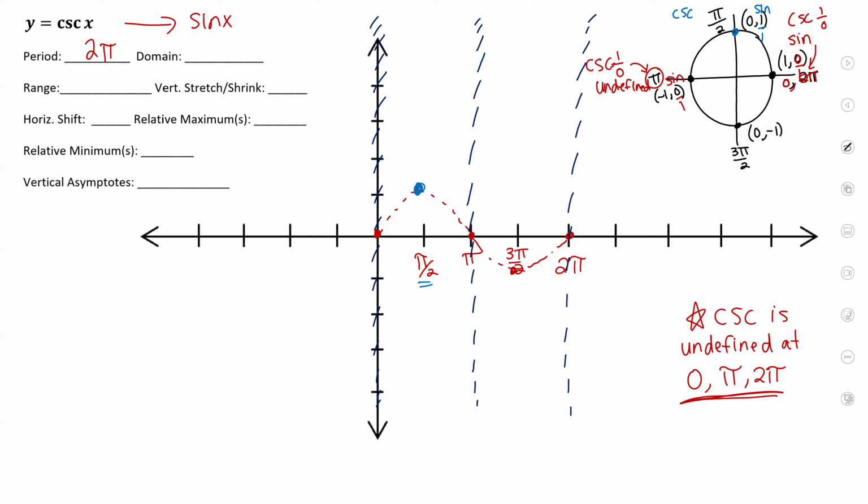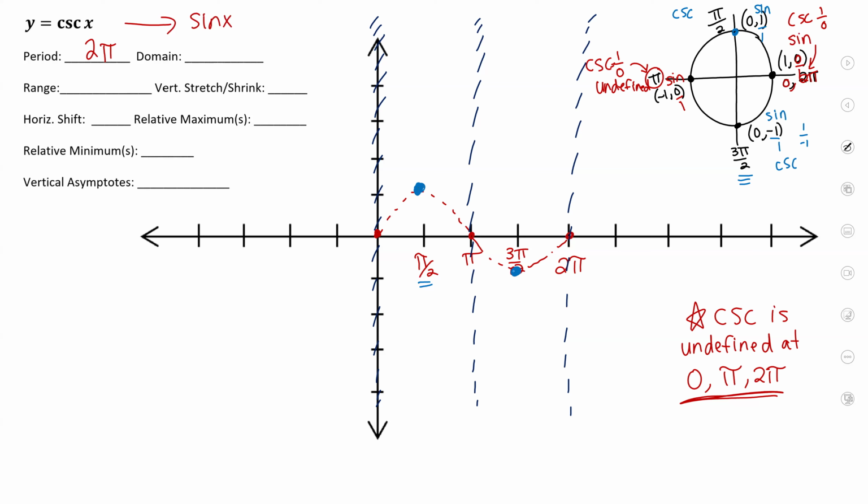Let's look at 3 pi over 2. Sine is negative 1. I'm going to turn it into a fraction. If you flip the fraction, it'll be 1 over negative 1. So what is cosecant? Negative 1. So at 3 pi over 2, put a point at negative 1.